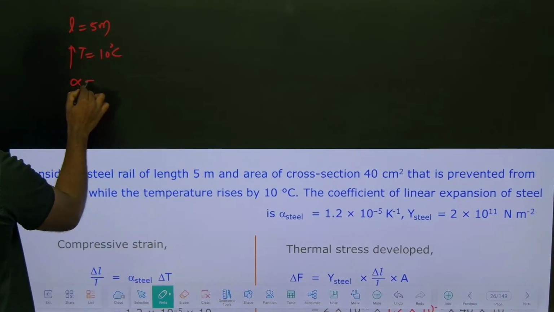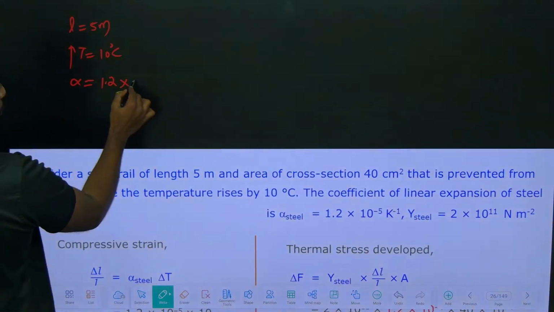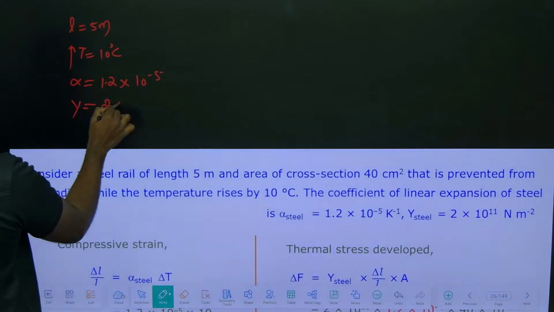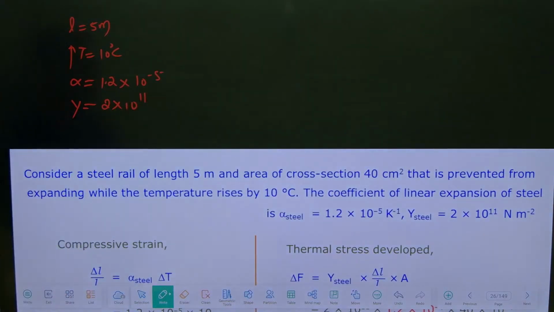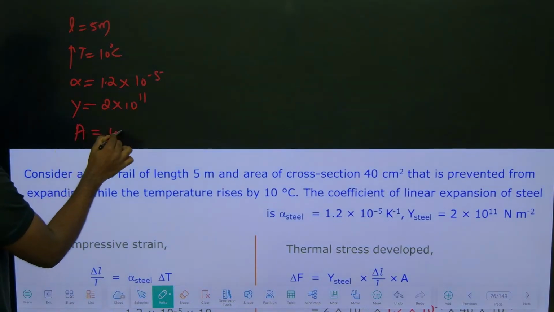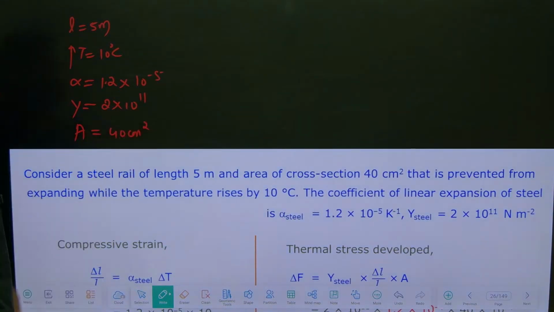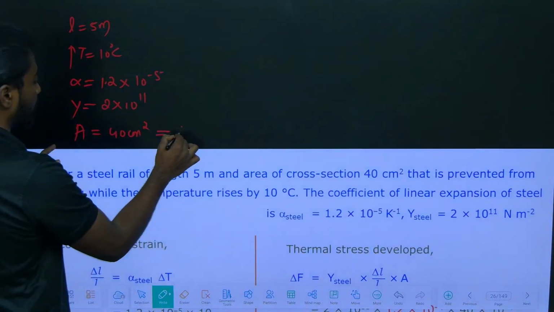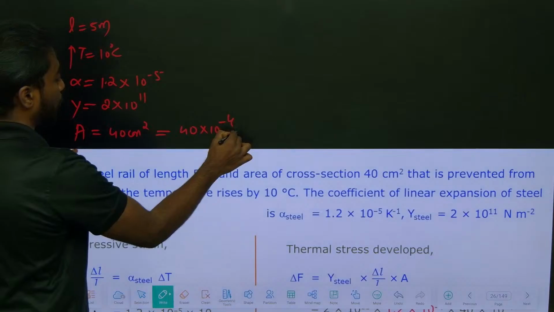And alpha is 1.2 into 10 power minus 5, and Young's modulus Y is equal to 2 times 10 power 11. One more thing, the area of cross section is given as 40 centimeter square. So try to convert everything into SI units. So 40 centimeter square means 40 into 10 power minus 4 meter square.